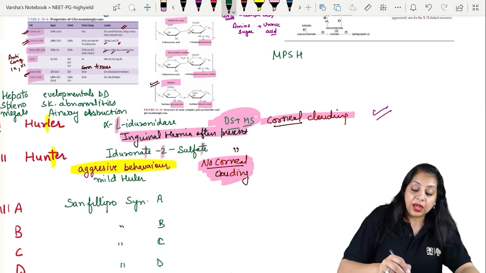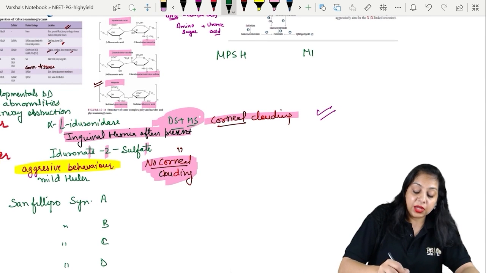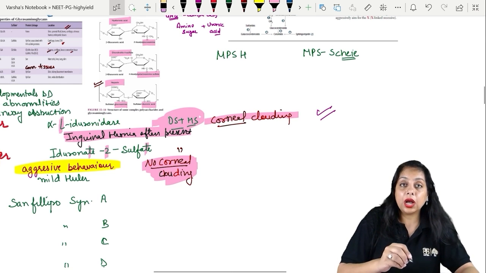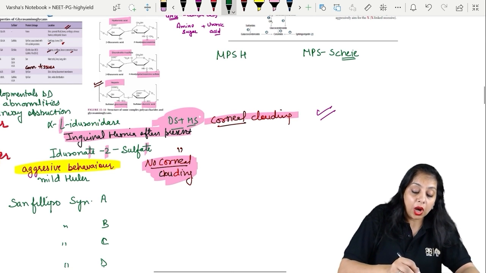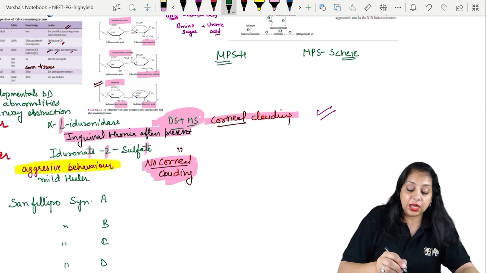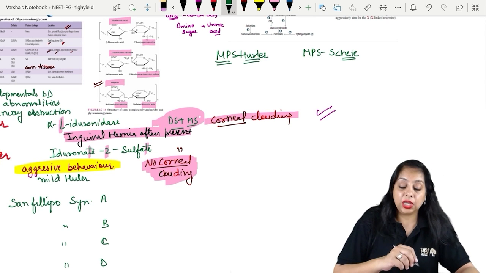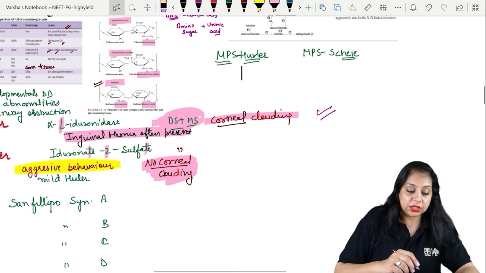MPS I-H, that is Hurler. And there is one kind, MPS I-S, that is Scheie, right? And then there is a Hurler and Scheie combination. So how are you going to figure it out? Is this Hurler or is this Scheie? You have to figure the difference out.